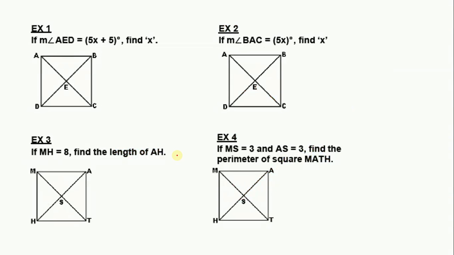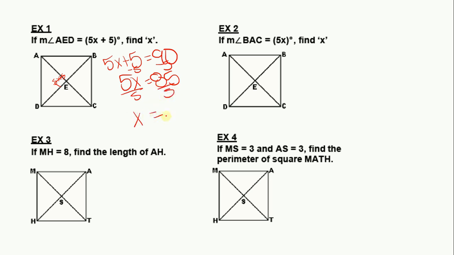Let's try a couple of examples inside of squares. So if I know the measure of angle AED is 5x plus 5, let's find x. So just like in the rhombus, diagonals bisect, or not diagonals bisect, perpendicular. So I know there is a 90-degree angle right here. So I know 5x plus 5 equals 90. Subtract my 5. I'll get 5x equals 85. Divide by 5. I get x equals 17.